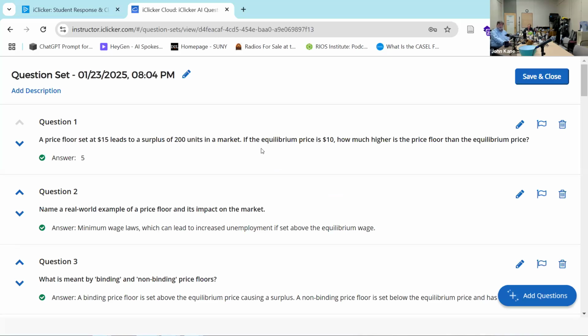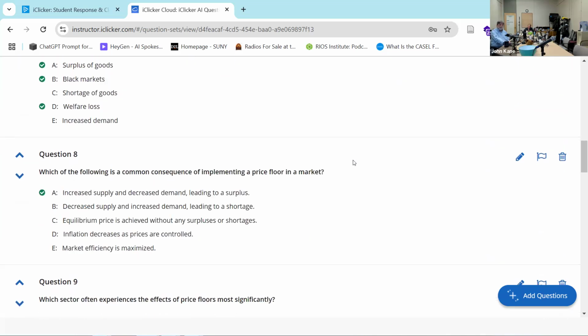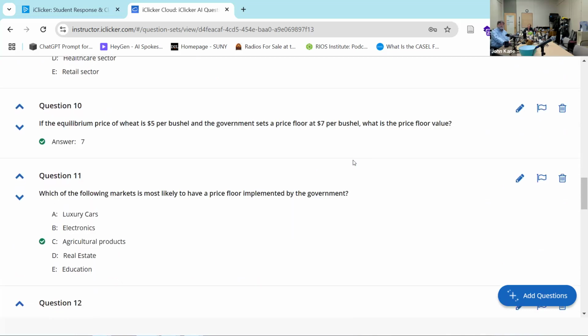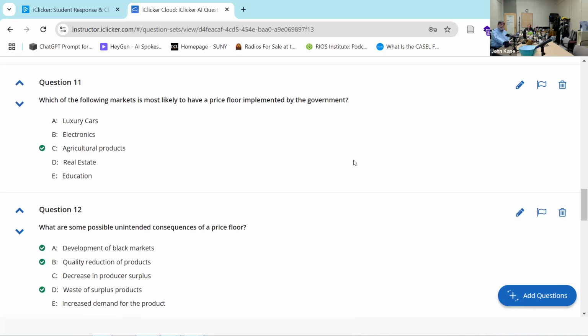Oh, this looks still pretty similar, doesn't it? In fact, that looks almost identical. Did it add new questions at the end? Oh, it did. So these are the new questions, beginning with 11.